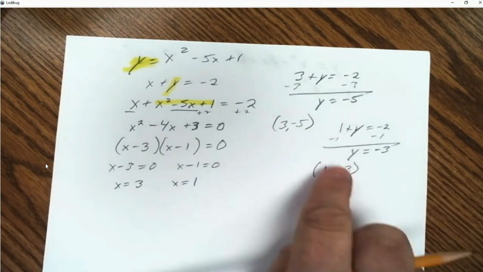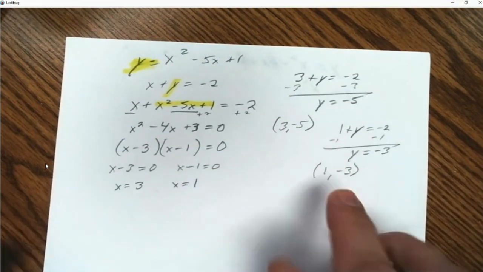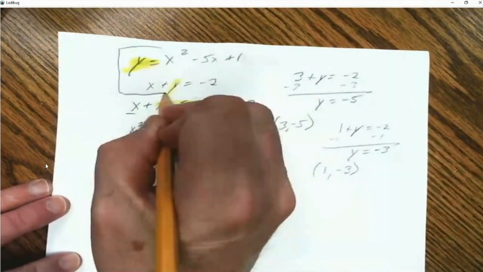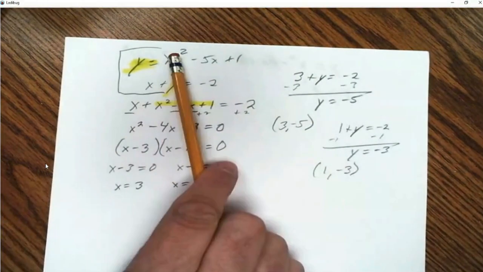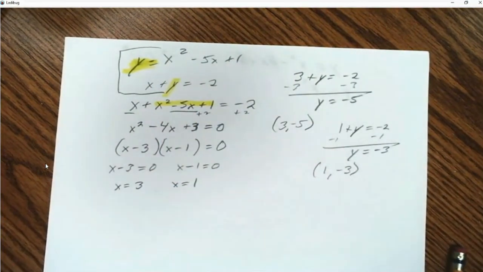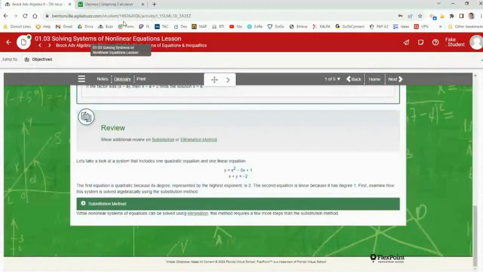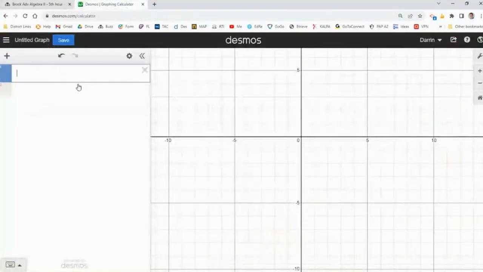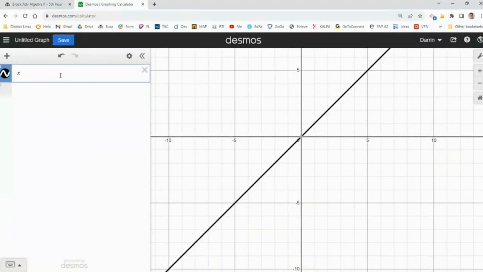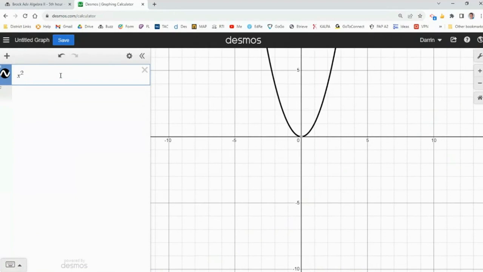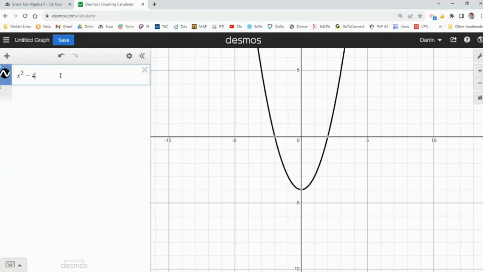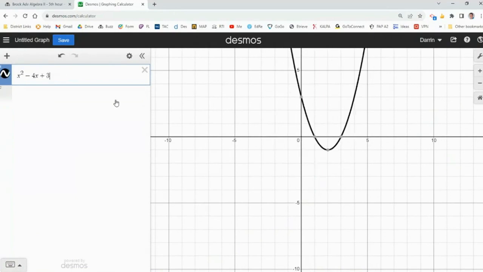So these are the two solutions of this system of equations, where one's linear and one's not linear. Let's take a look at that. If we graph that, what does that look like? So I'm going to go to the graphing calculator. All right, first of all, let's verify that we factored correctly. x squared minus 4x plus 3. That was our original quadratic equation.